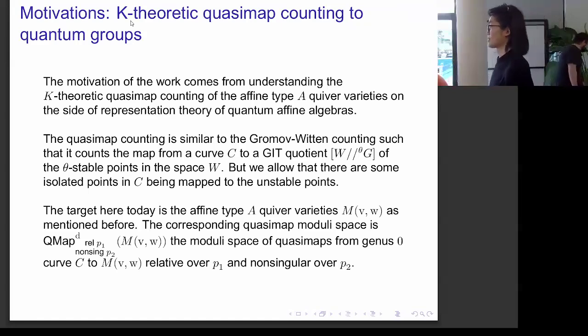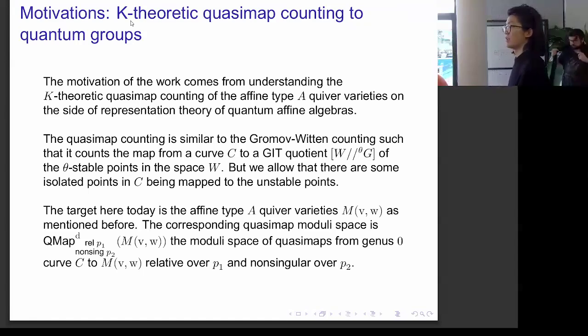And the corresponding quasimap moduli space is the moduli space of the quasimaps from a genus 0 curve C to the quiver varieties, which has the relative condition over P1 and non-singular condition over P2. If I want to explain the relative condition and the non-singular condition, you can think about the non-singular condition as the point P2 being mapped to the stable points of this geometric quotient. The relative condition means that it will be mapped to the stable points after doing some resolution of this curve. So this is a rough description of the quasimaps with these two conditions.